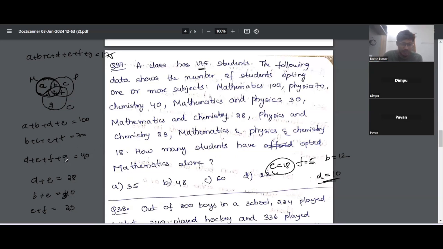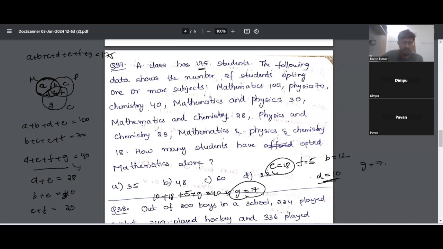Now I will substitute in each of them. Let's say I substitute in the last one. It says D plus E plus F plus G equals 40. So what is D? D is nothing but 10. So 10 plus E 18 plus F 5 plus G equals 40. That means G equals 40 minus 33, so 7. So I got G as 7. We'll write it here.